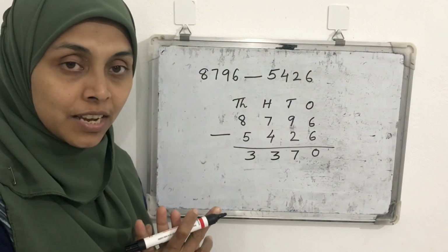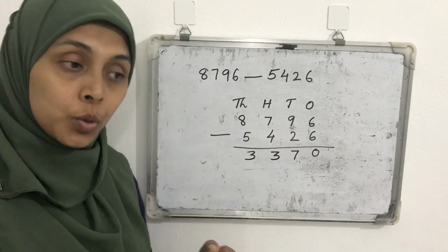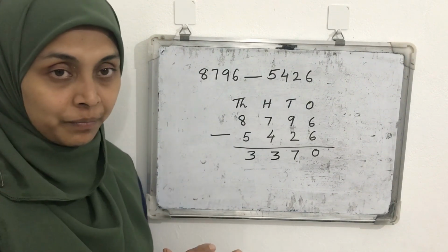Okay, did all of you understand how we subtract a number from another number? If it is 2-digit, 3-digit or 4-digit, all use the same method.